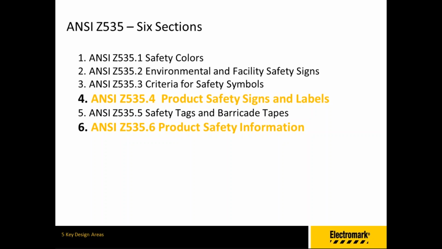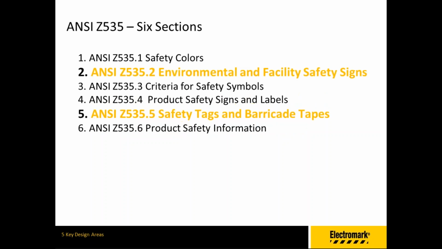And we won't address Z535.6 product manuals instructions for similar reasons as above. While the same basic design elements are incorporated, the application for manuals instructions are mostly relevant to equipment manufacturers. So in the electrical utility industry, the sections we mostly deal with are environmental facility safety signs and safety tags and barricade tapes.